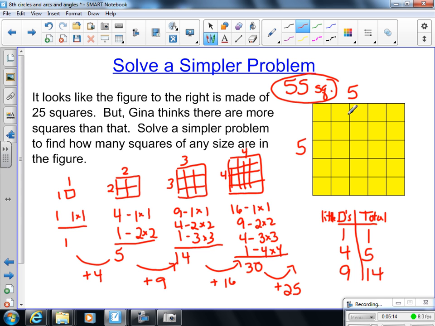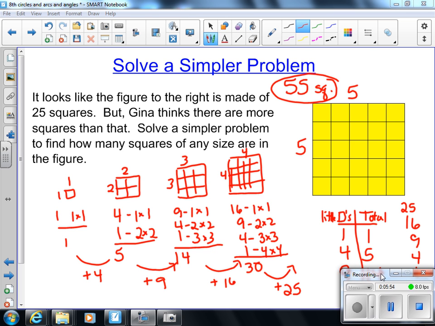And we can kind of count them. I would have 25 to start with, 1 by 1s, then the 2 by 2s, I think 16 of them. 3 by 3s, 9, and you see that the pattern continues here. 4 by 4s, 4, and 1 5 by 5. And if you add all that together, you're going to get 55 squares total. So this is an example of where we can use a simpler problem and finding a pattern to help us solve a problem that looks kind of overwhelming to start with.